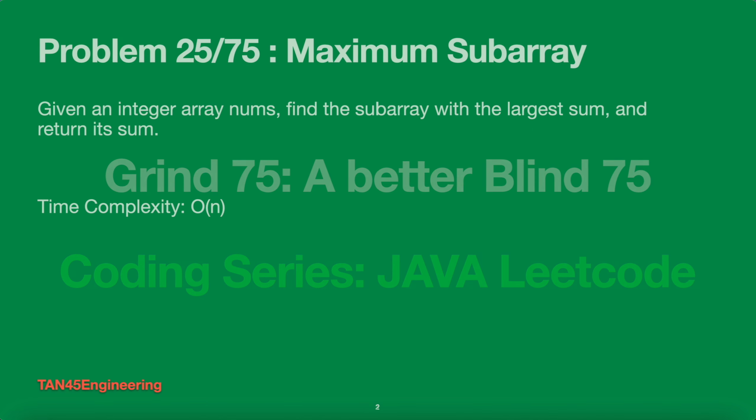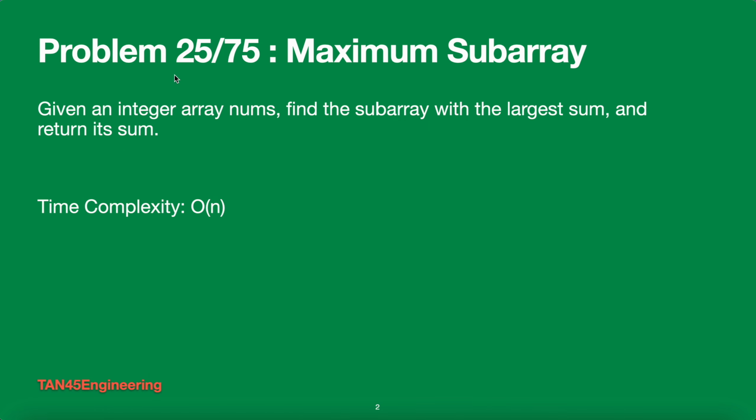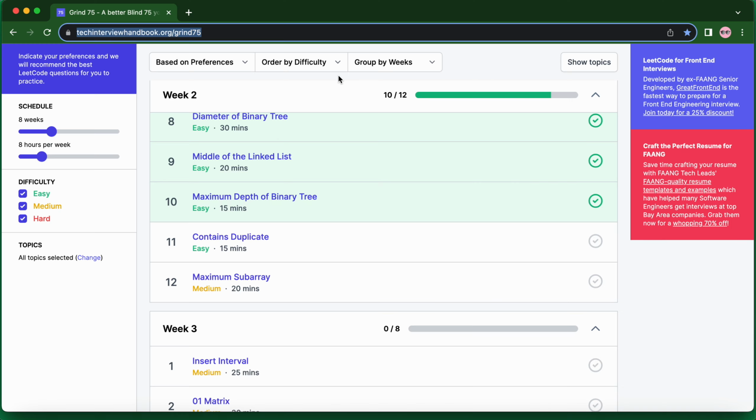We have reached a milestone of 25 problem statements out of 75. Today's problem is on maximum subarray, so we have to find the largest sum possible in an array. Okay, let's jump to the problem and start solving.